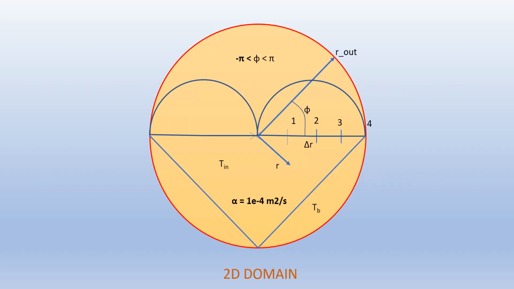The domain is shown here. It is basically a heart-shaped figure. Inside that heart-shaped figure, the initial temperature is maintained at, say, 1000 degrees Celsius. The boundary temperatures along the blue colored lines are maintained at 0 degrees Celsius. And we're going to find out the temperature distribution with time.